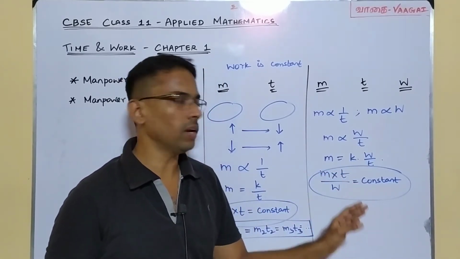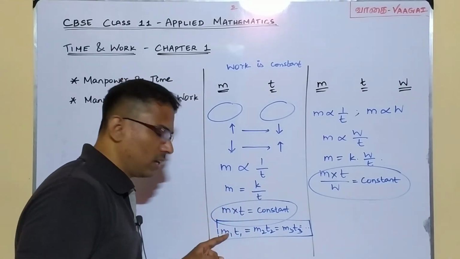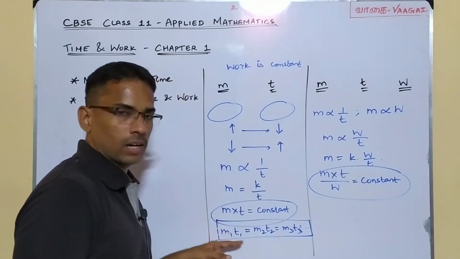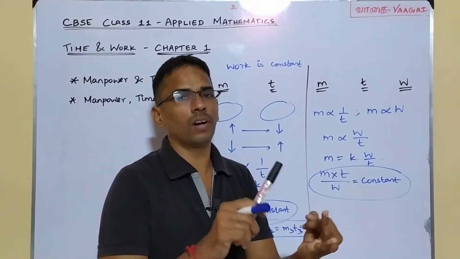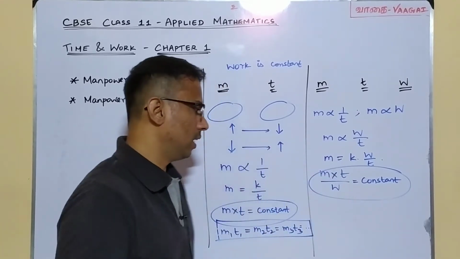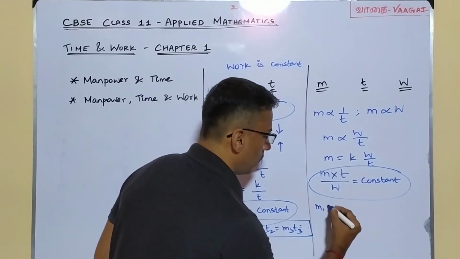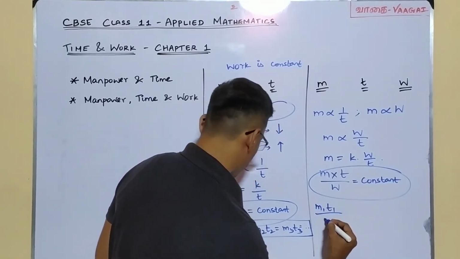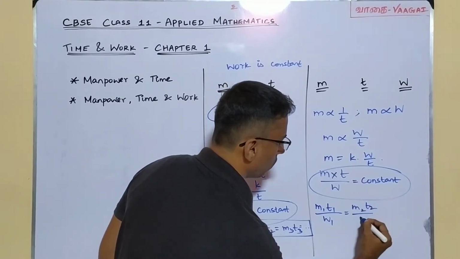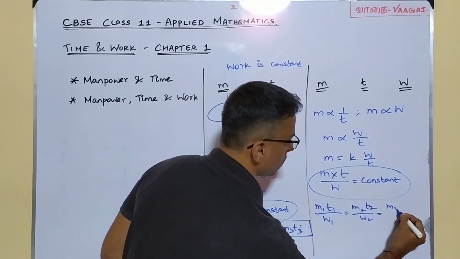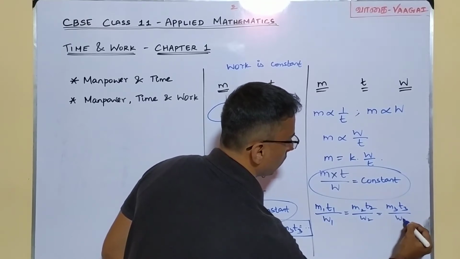This point you have to remember. And similarly, how we derived here, I mean how we came to a conclusion here, the same way here also we can even conclude. So when we have 3 quantities, manpower, time and work, all 3, then definitely M1 T1 by work 1 is equal to M2 T2 by work 2 is equal to M3 T3 by work 3, and so on.